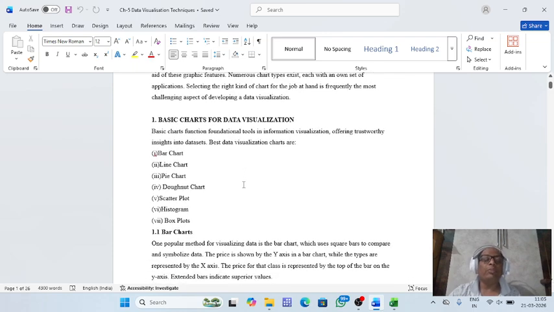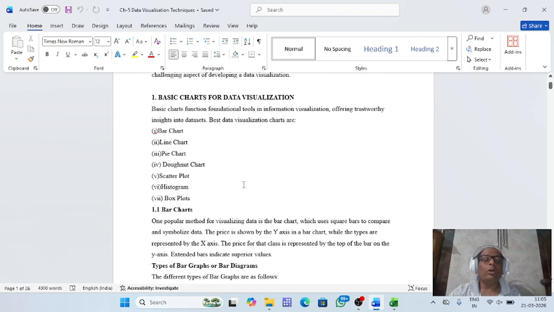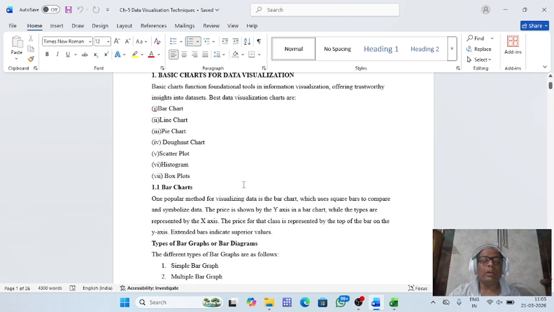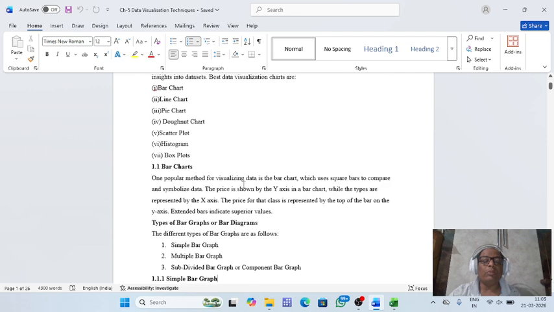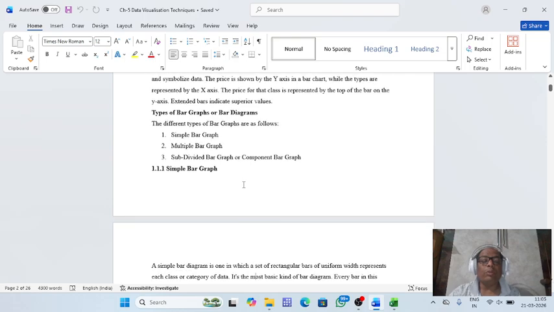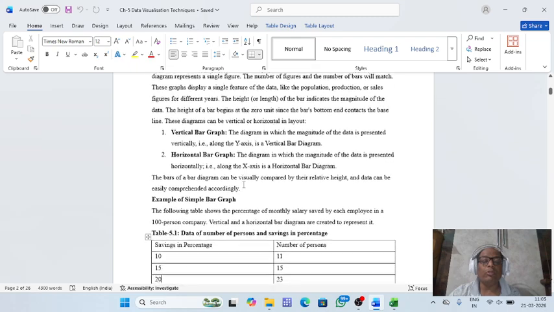There are different types of visualization like bar chart, line chart, pie chart, donut chart, scatter plot, histogram, box plots, like this. So we'll start with one by one. We'll start with bar chart. Again we have three types of bar chart: simple bar chart, multiple bar chart, and subdivided bar chart or component bar chart. Simple bar chart again can be divided into vertical and horizontal bar chart.